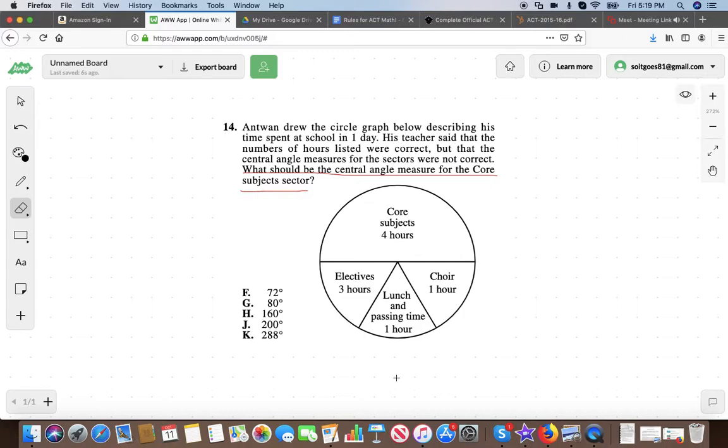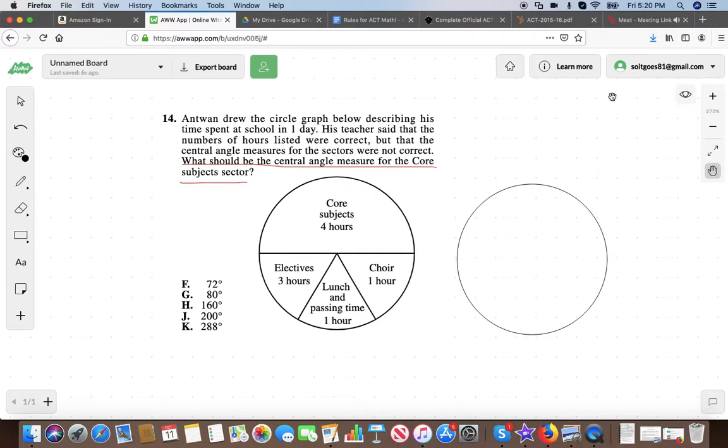Let's make this as concrete as possible. First, the question says the teacher said the number of hours listed are correct. So how many hours total does this chart have? 9 hours. It's got 9 hours total. All right. So here's what I'm going to do. I'm going to draw a circle, similar to this one. There's a nice circle tool on the whiteboard I like to use. And we need to redraw this. Let's just draw out a chart with 9 hours.